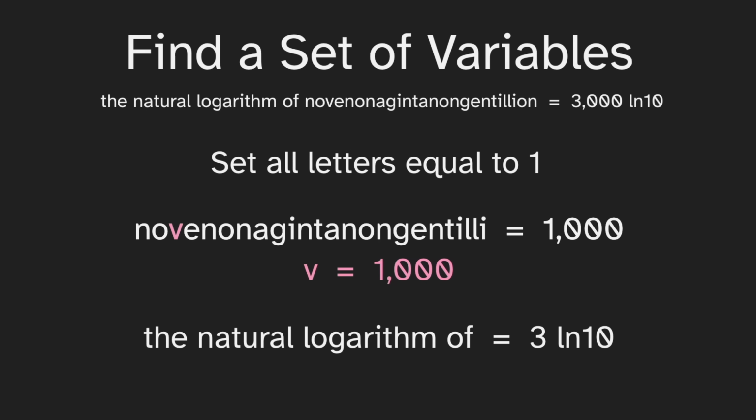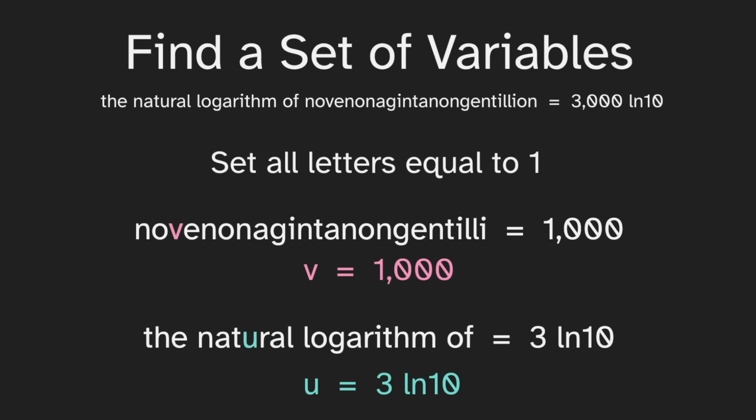And now dividing that out, the rest of the chunk, the natural logarithm of, should equal 3 ln 10. But we notice here, there's only one U, and this is the only place a U appears. So we just set U equal to 3 ln 10. And that completes our set of variables. U is 3 ln 10, V is 1,000, everything else is equal to 1, and this works for an infinite amount of numbers.